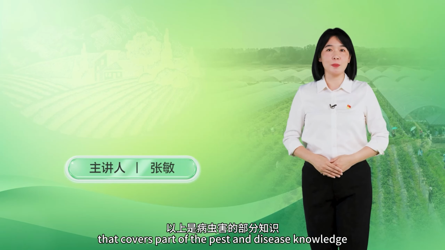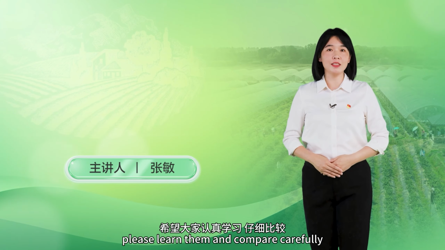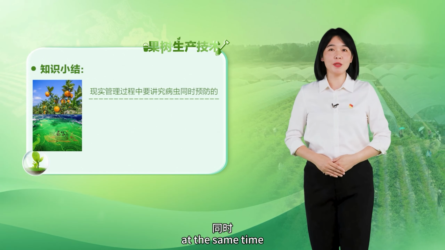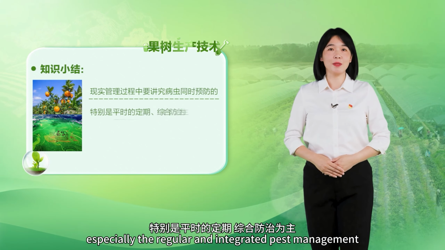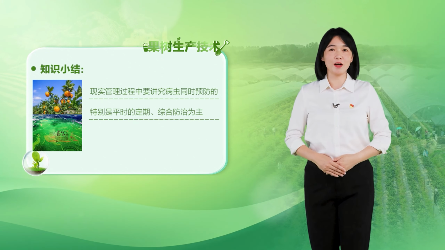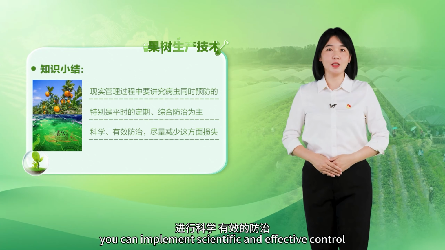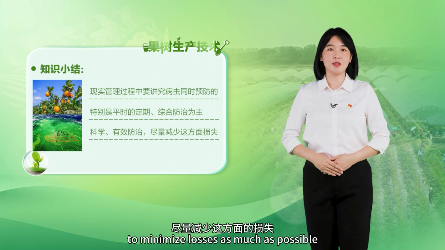That covers part of the pest and disease knowledge. Please learn them and compare carefully. But in actual practice, we should prevent both diseases and pests at the same time, especially regular and integrated pest management. We hope that with sufficient attention, you can implement scientific and effective control to minimize losses as much as possible.